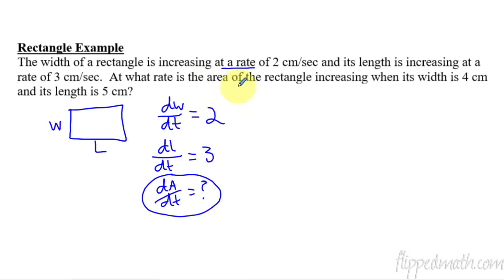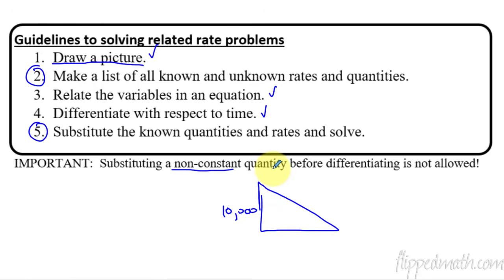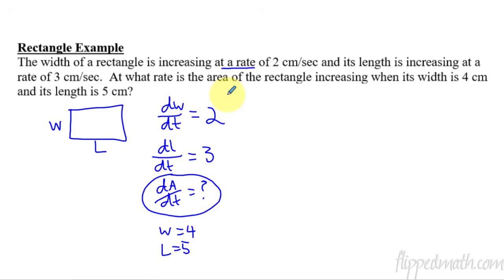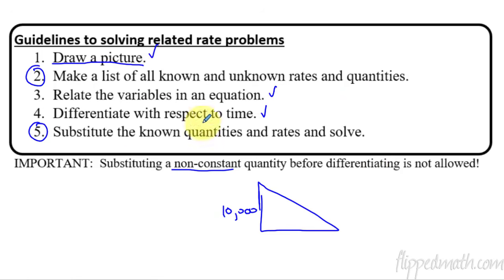That's what we're trying to do for this problem. Okay, so at what rate is the area of the rectangle increasing? When its width is 4, so that's another thing we can write down. W equals 4. You might have to make it over here or something. And then length equals 5. So here's all of our known things. All right, what's the next thing we do? So we've made a list of all known rates, quantities, relate the variables in an equation. That's the easy part because we know this. This is just a rectangle and its area. Easy. Area equals length times width. So there's our equation. We did that part.